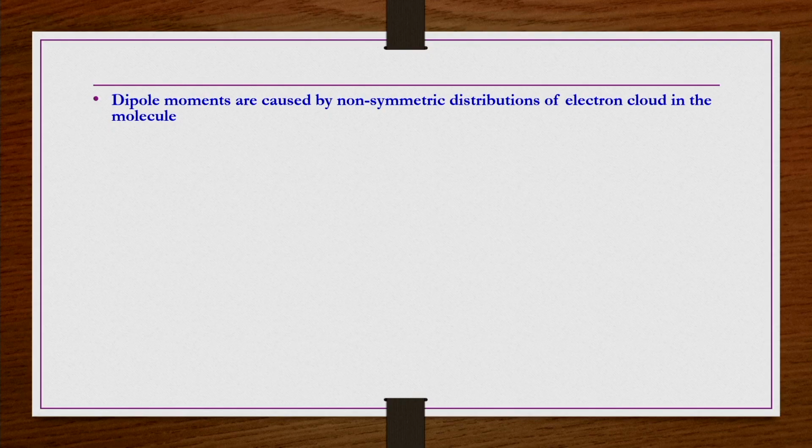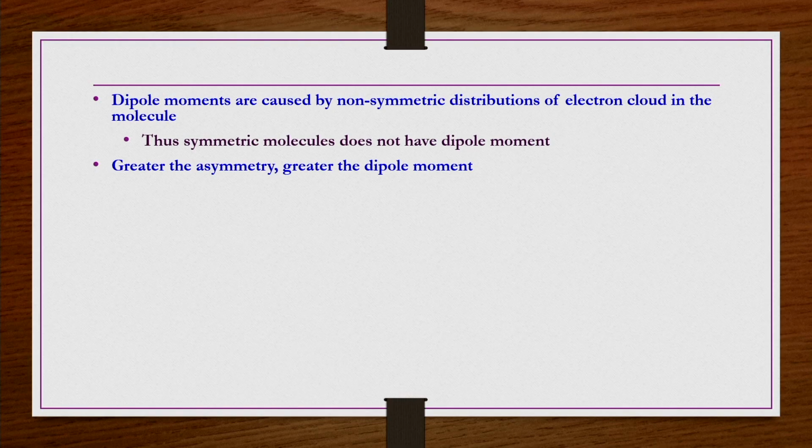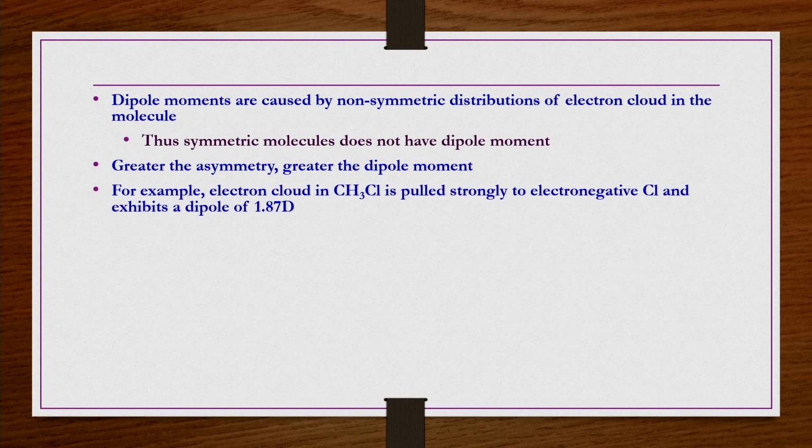and one has to see the molecular structure and then understand. So, dipole moments are caused by non-symmetric distribution of electron cloud in the molecule, that is what we understand. Thus, symmetric molecules do not have any dipole moment, because the non-equivalent sharing of electron cloud is because of the non-symmetric distribution. So, obviously symmetric molecules will not have any kind of dipole moment. Greater the asymmetry, greater the dipole moment. For example, the electron cloud in CH3Cl is pulled strongly to electronegative Cl and exhibits a dipole of 1.87 debye.